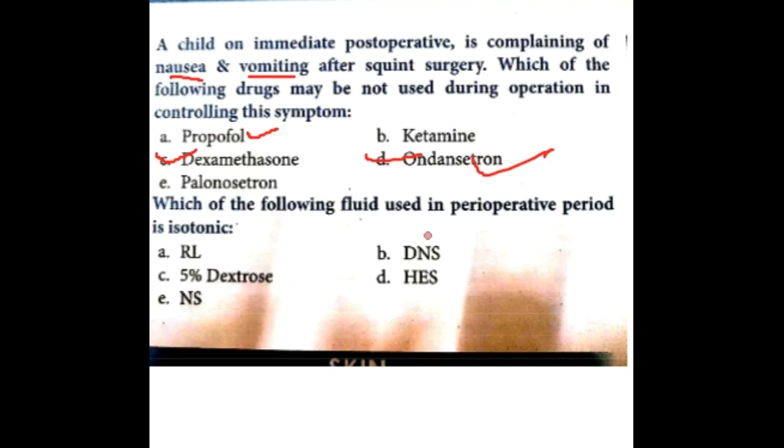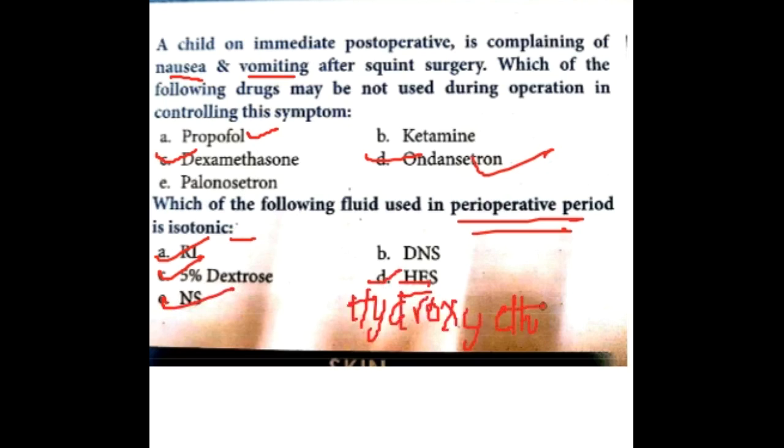Next question. Which of the following fluids used in the perioperative period is isotonic? Okay, Ringer lactate, 5% dextrose and normal saline are isotonic. Hydroxyethyl starch is also isotonic. DNS or dextrose normal saline is actually a hypertonic solution.